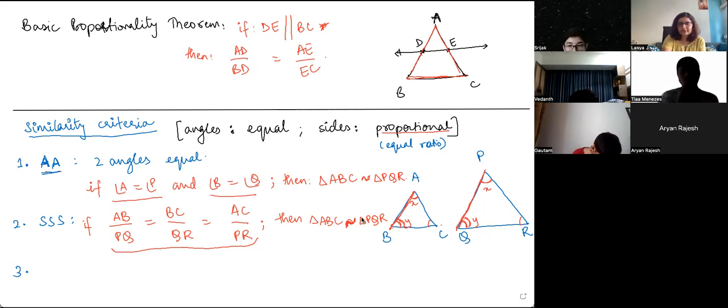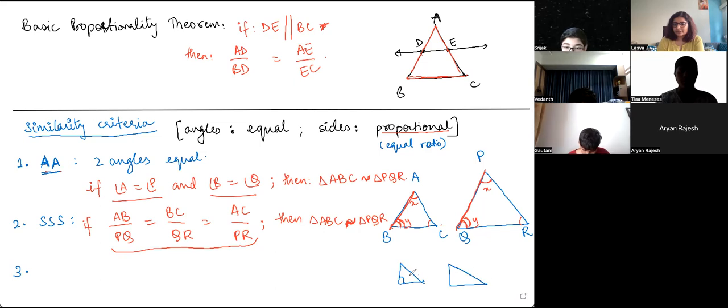So, Crystal, you got it? Yeah, what's up? In the first criteria, AA, two angles are equal. It's written that angle A equals angle P and angle B equals angle Q, so directly the third angle will be equal. But in a right angle triangle, if one angle is 90 degrees and the other two angles are 45 and 45, then 180 minus 45 is another 90.